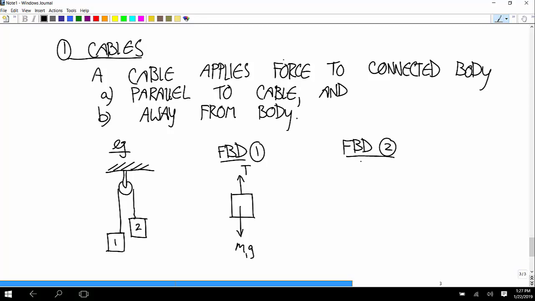And body 2, same idea. You have the weight down, M2G, and then you have a force parallel to the cable, away from the body, and it's the same cable just going over pulleys, so it has the same magnitude as the first one. Any questions about that?